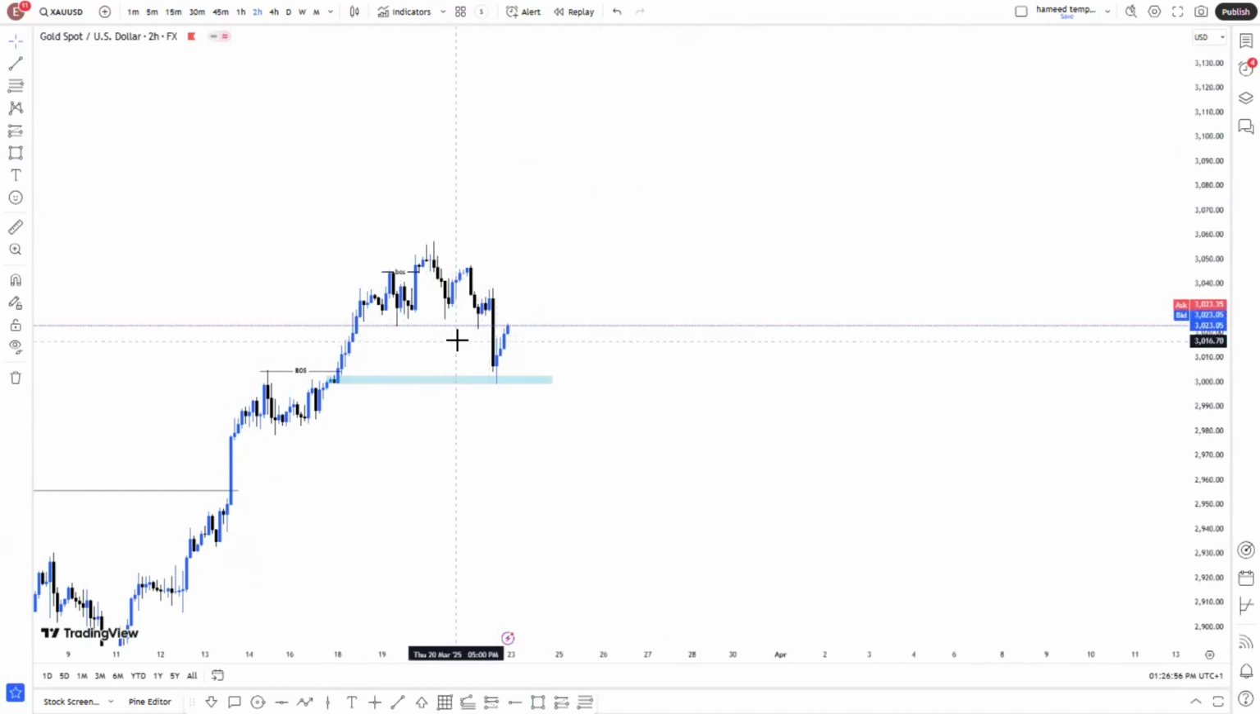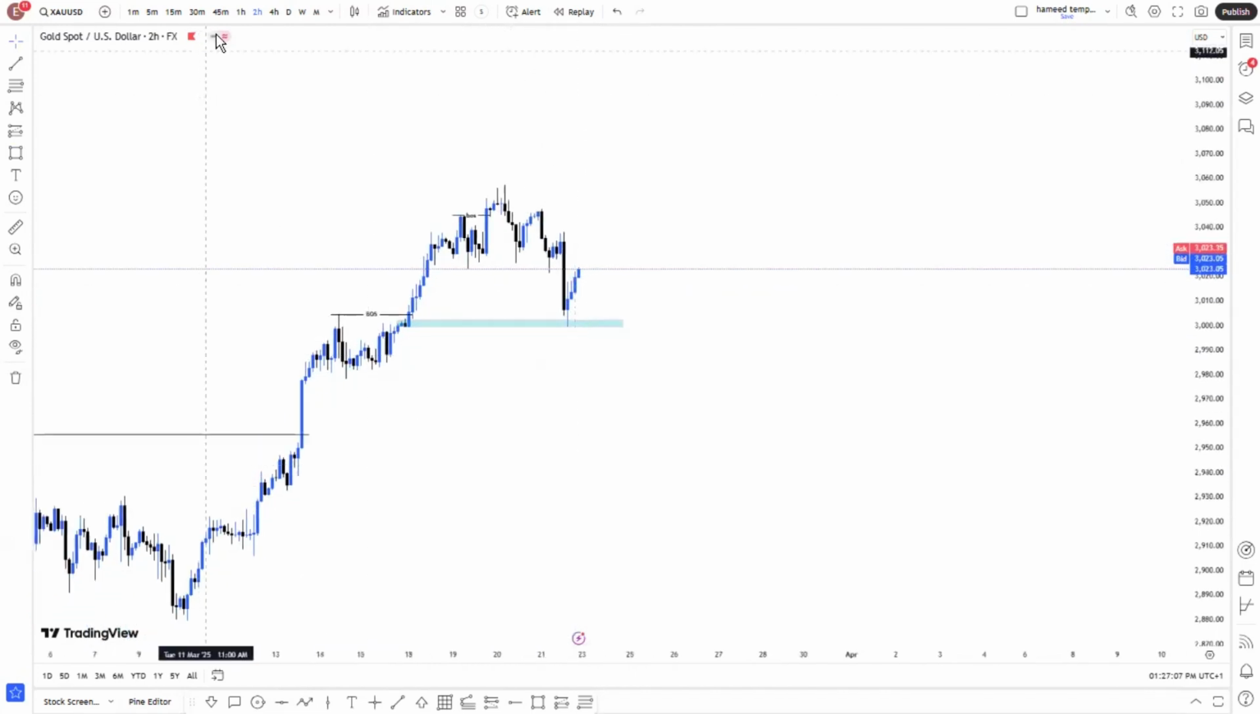So we should be very careful around here because there is a supply zone here that market is pushing towards, which means market might come there and start selling back again. But let's see what we have.